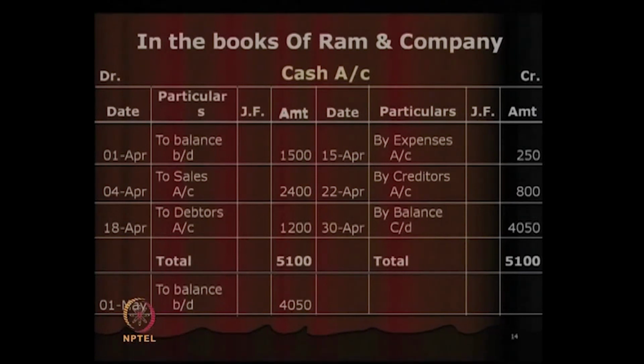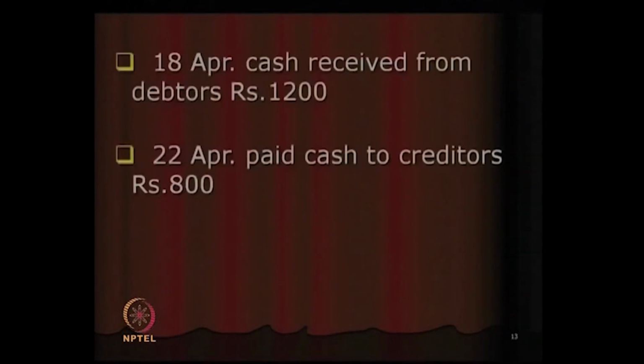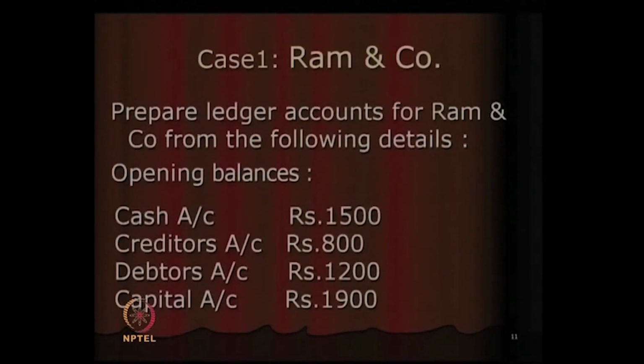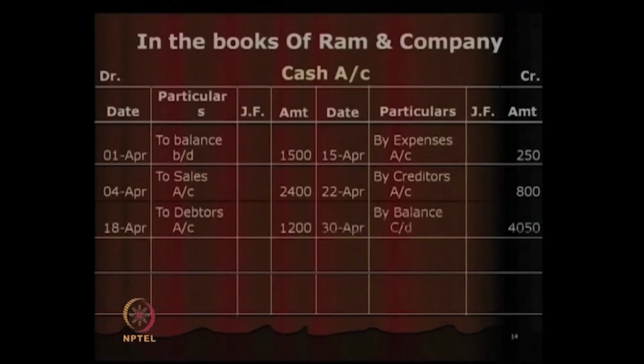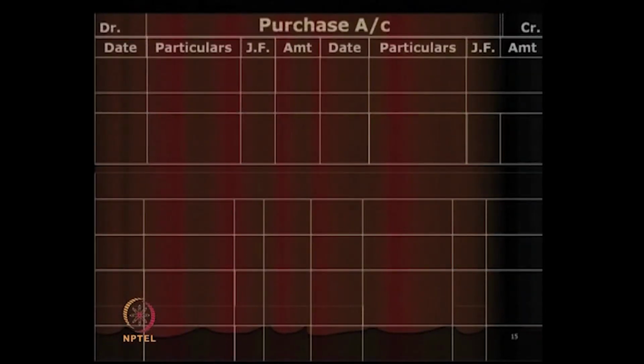Now this is not only for cash. We are going to make ledger accounts for all the items. So if you look back at these transactions, there are opening balances and various transactions. Using them, we have to make various accounts. If you look at opening balances, we had cash, creditors, debtors, capital. So we will try to make all these accounts. Now I trust you have understood cash account. On similar lines, there are other accounts.